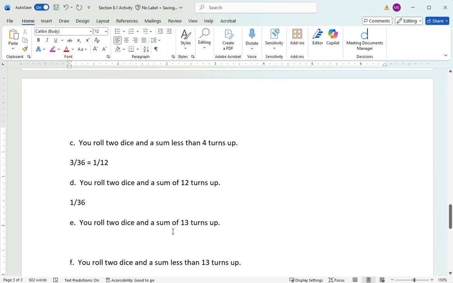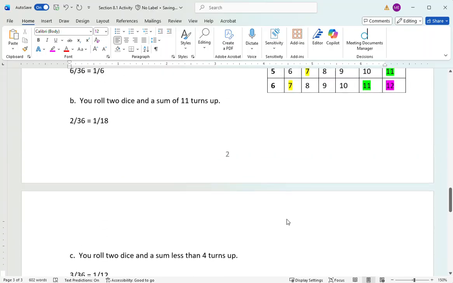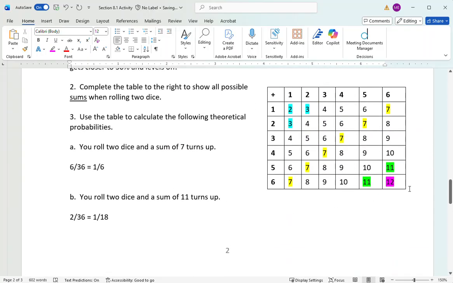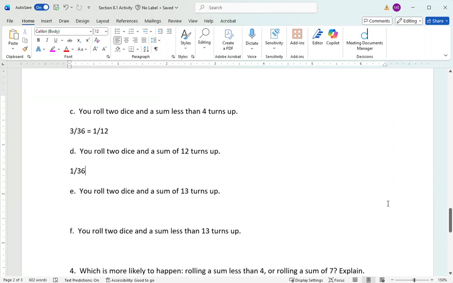You roll 2 dice and a sum of 13 turns up. Now, since I'm only rolling 2 dice, they're regular dice that are numbered 1 through 6, there's no possible way to get a 13 if I'm rolling 2 dice that are numbered 1 through 6. So there are 0 13s in my table. So my probability is 0 out of 36, which equals 0. So if it is impossible for something to happen, then the probability is 0.